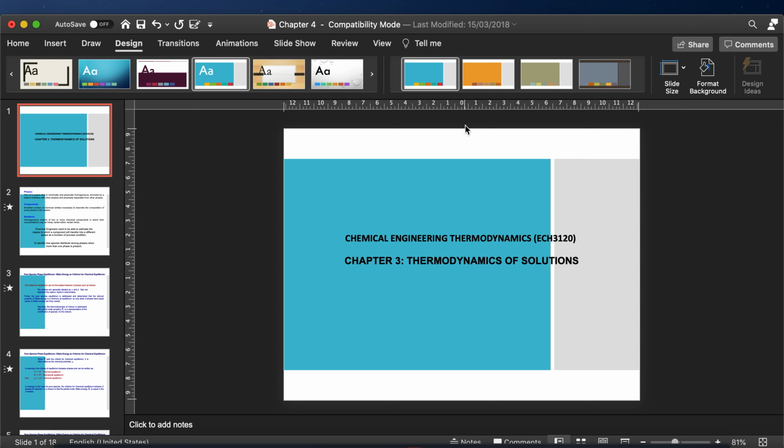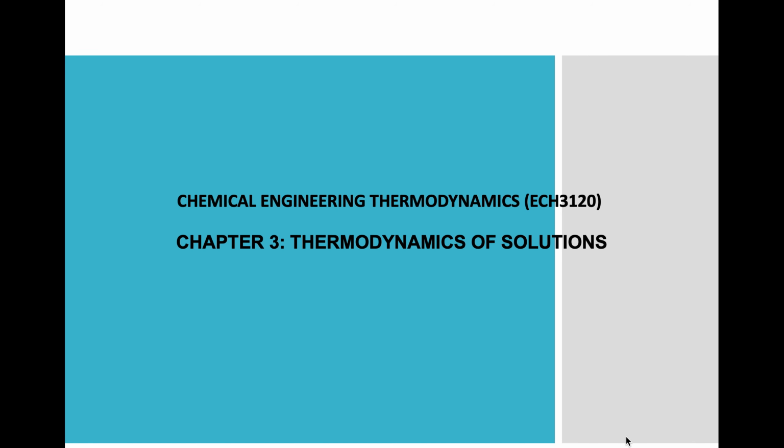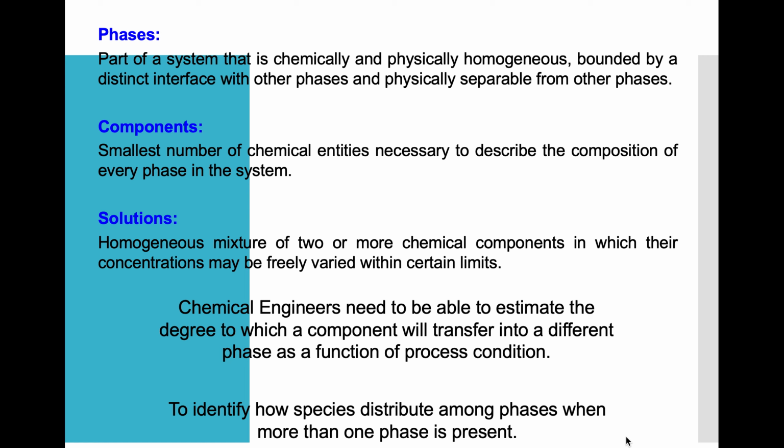Okay, so we move over to, sorry, this is chapter 4, Thermodynamics of Solutions, Chemical Engineering Thermodynamics. Okay, first of all, we have to identify the definition of important terms in this chapter. The first one is phases. Phases is the part of the system that is chemically and physically homogeneous, and which is bounded by a distinct interface with other phases and physically separable from other phases.